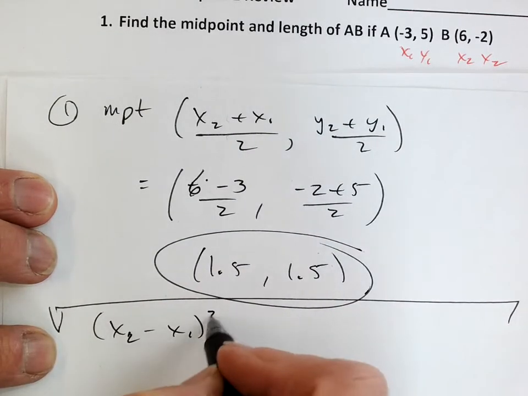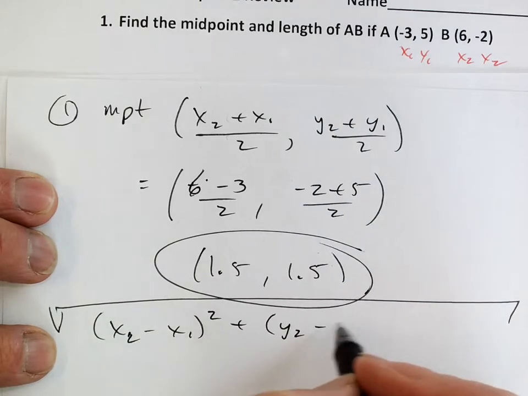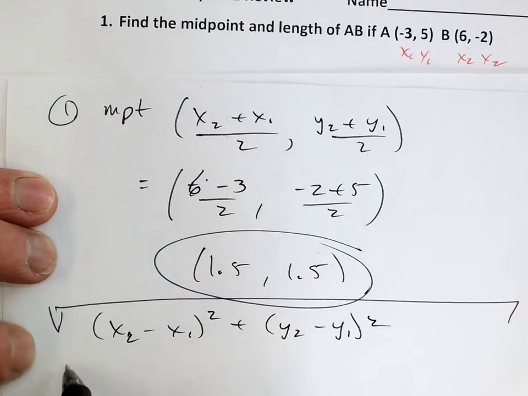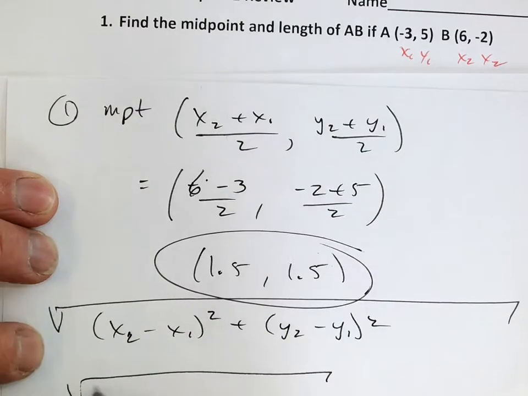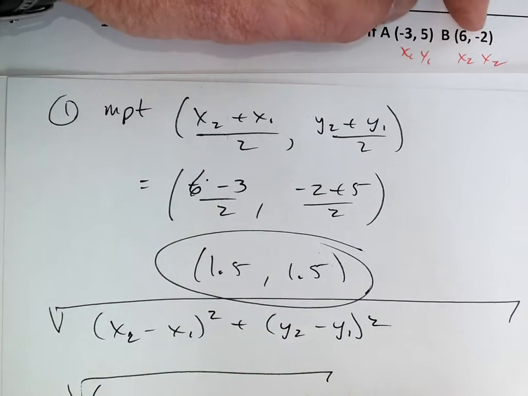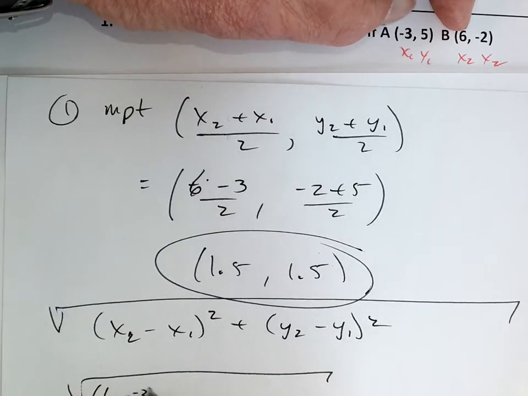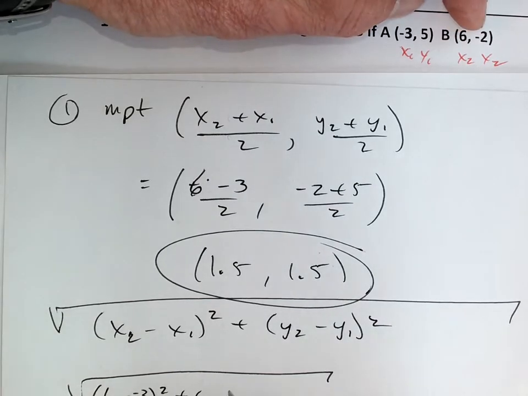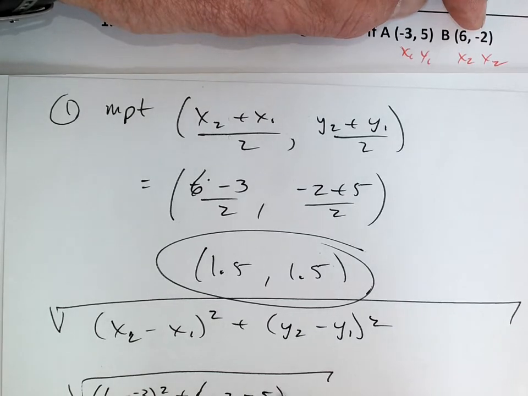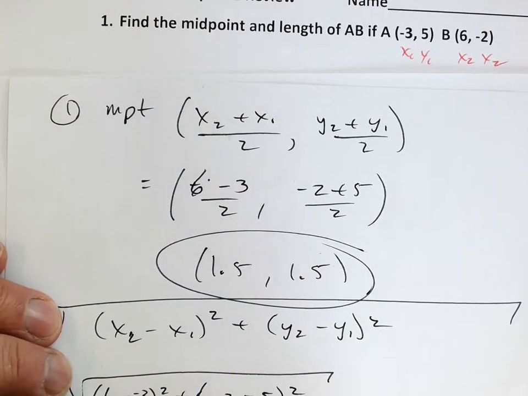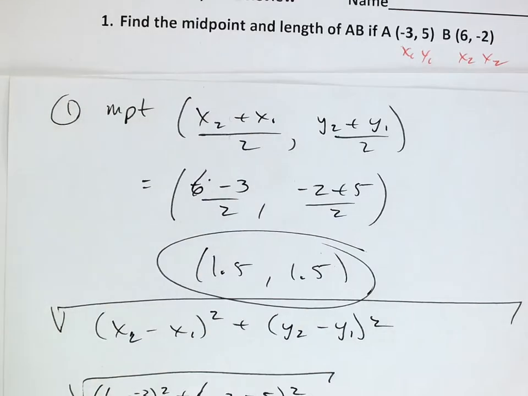x1 squared plus y2 minus y1 squared. Let's see, put those in there, so I'm going to go my 6 minus a negative 3 squared plus a negative 2 minus a 5 squared. Let's see, that's 9 squared, which is 81, plus a negative 7 squared, which is 49.